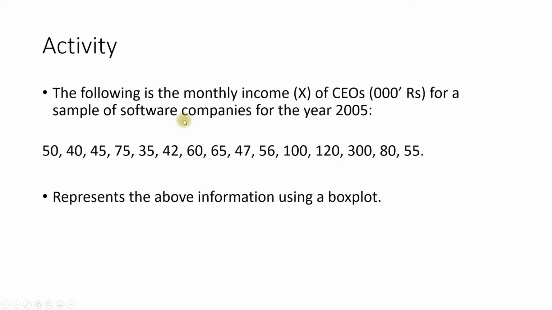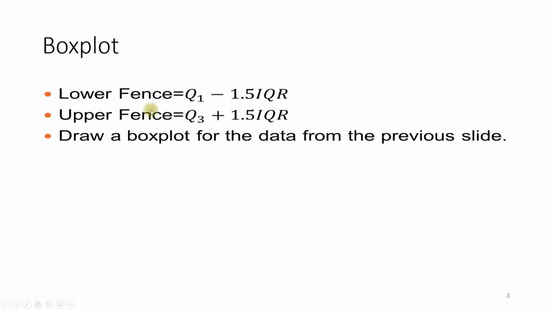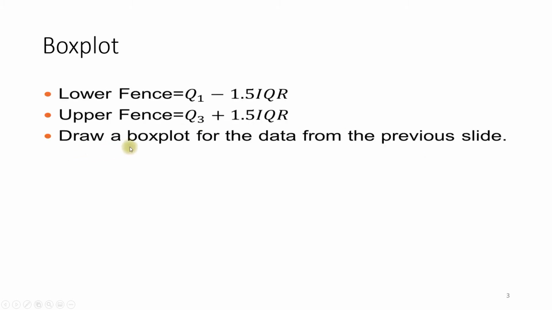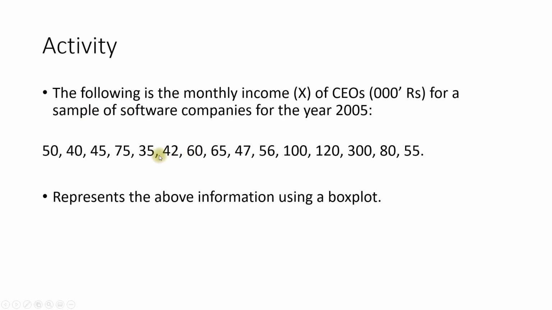Okay, so this is the data that we are going to work out. Just for your information, this is what we said. We are going to draw a box plot for the data from the previous slide. In fact, I repeated this here, but you will have to draw a box plot here. Okay, and in addition to drawing the box plot, I will also represent the lower fence. I will also show you where the upper fence is as well in R. We're going to do all this in R. So this data represents the monthly income of CEOs, for example, of software companies for a certain year in rupees. All right. So we're going to work this out and see what we get in R.